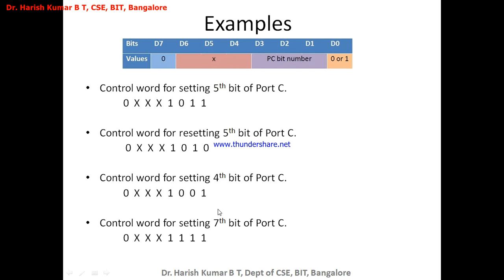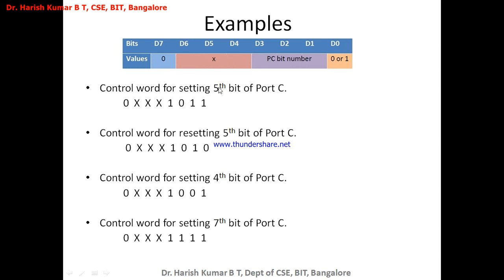And next I have an example on the bit set reset mode also. So D7 is 0, that means we are operating 8255 in bit set reset mode. Here, write the control word for setting the 5th bit of port C. I want to set the 5th bit of port C. Now this I have to make it as 0 because I want the control word. This bit should be made as 0 and these are don't care, XXX.